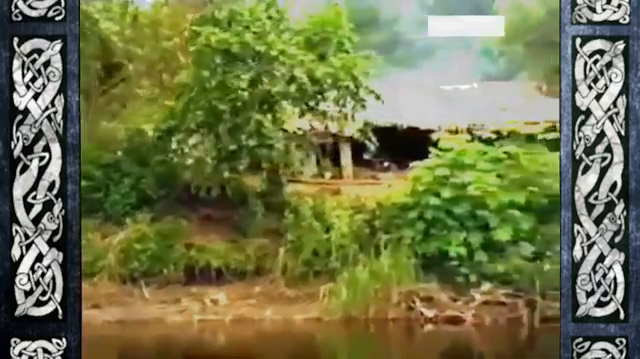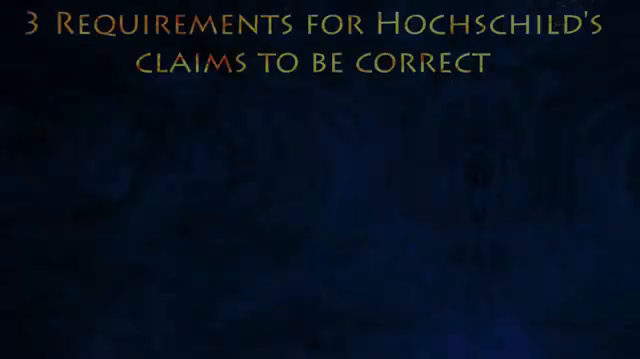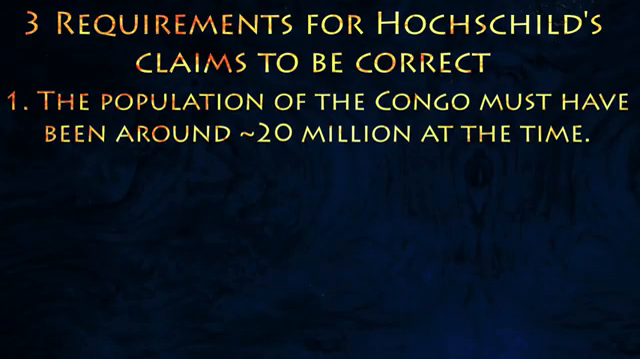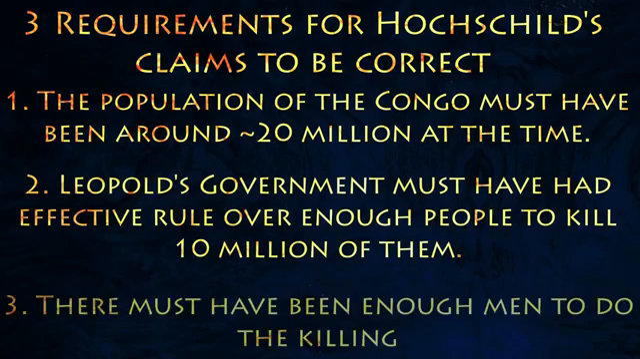Well, I see three things that need to be established for these claims to even be possible, let alone proven. 1. The population of the Congo at the time. 2. The extent of Leopold's rule within the Congo. And 3. Enough people in the Congo to do this killing.